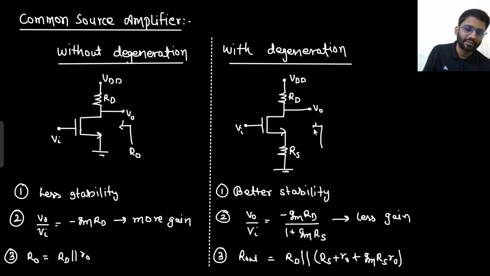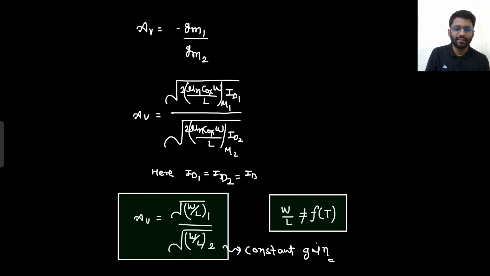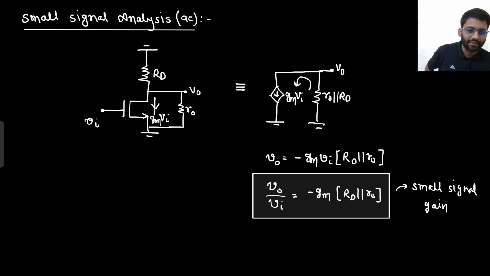Let's review the lecture once again, what we have studied till now. Let's review all the slides. So we started with common source amplifier. Then we saw what is common source amplifier. Input is applied at gate and output we are getting at drain.